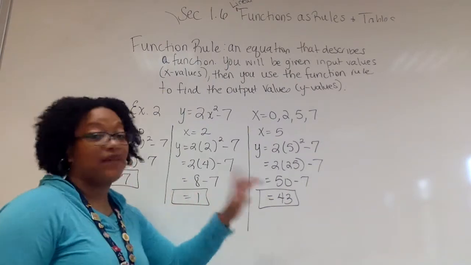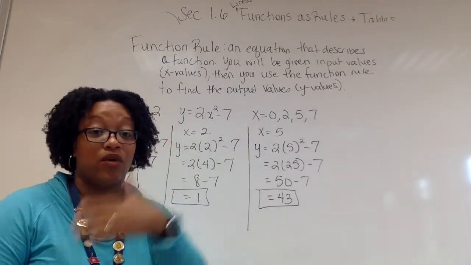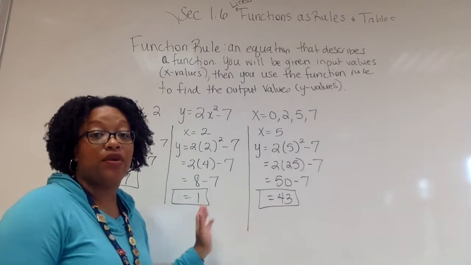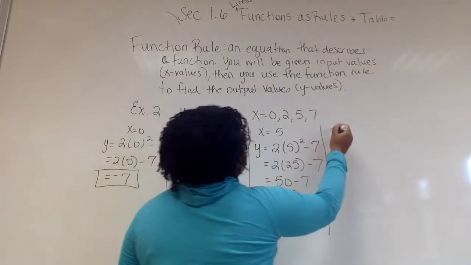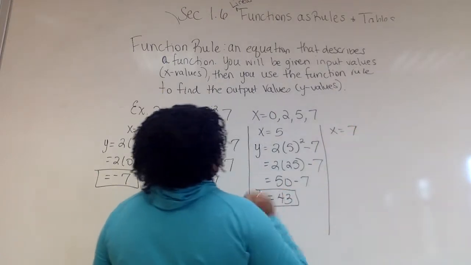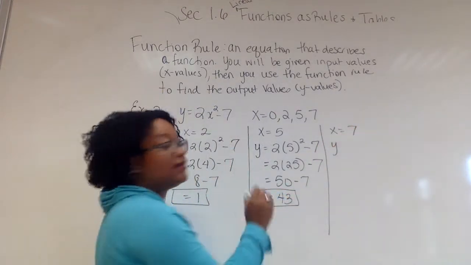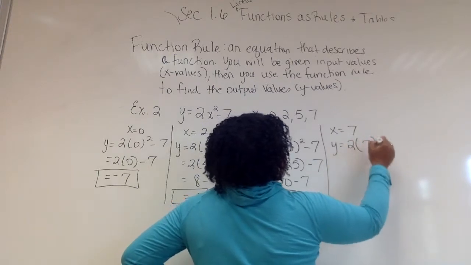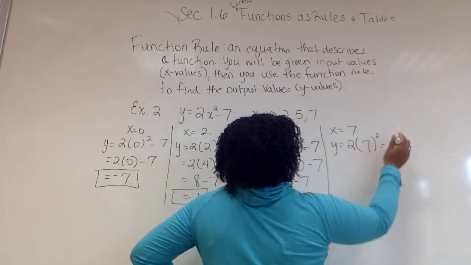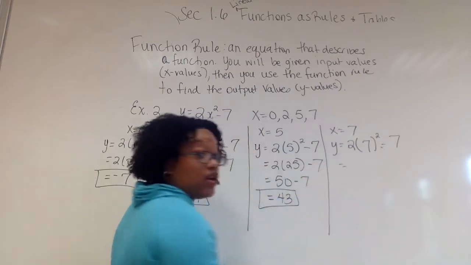So here's my 3. I've got to do it one more time. And then we'll have all the output values for this function rule. So for the last value, x is equal to 7. So that's going to be y equals 2 times 7 squared minus 7. Well, 7 squared is 49.